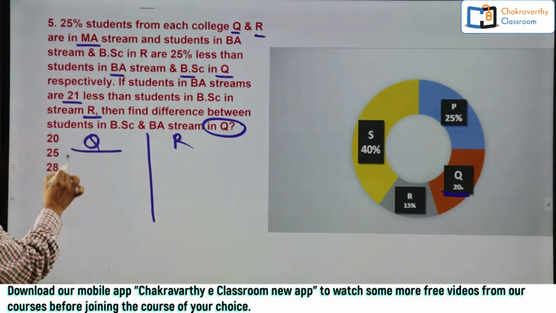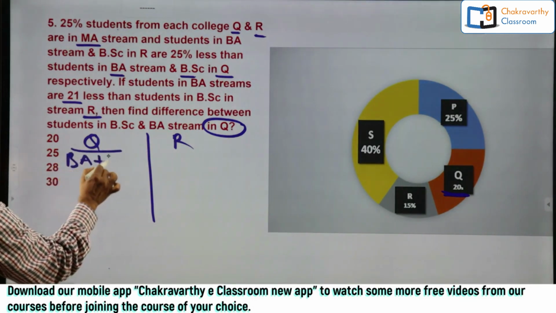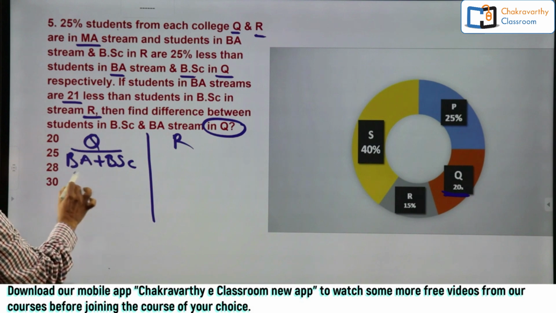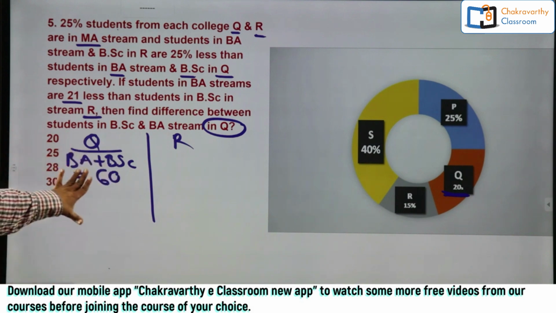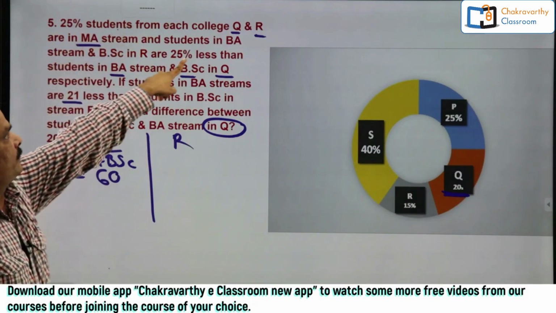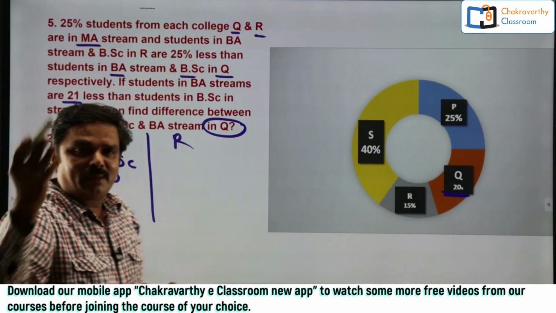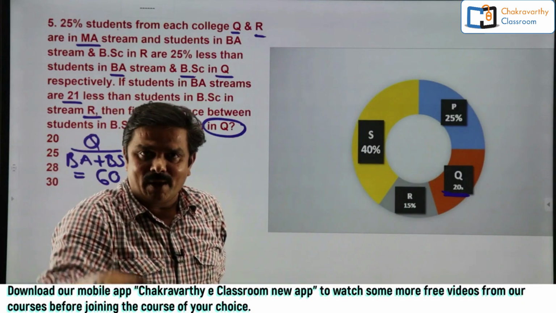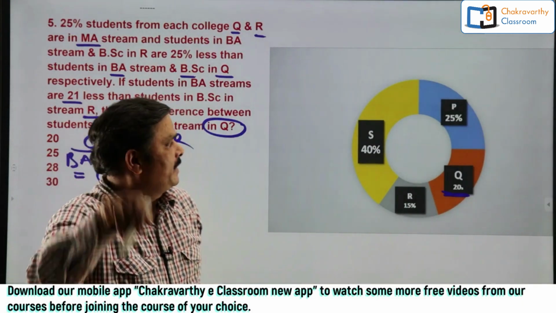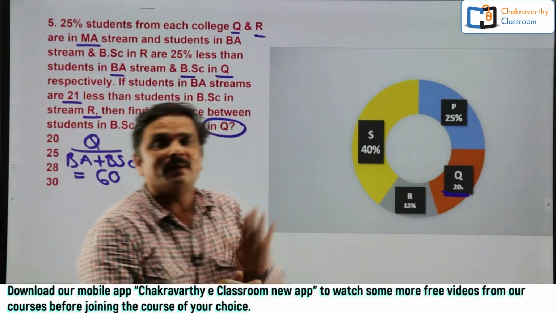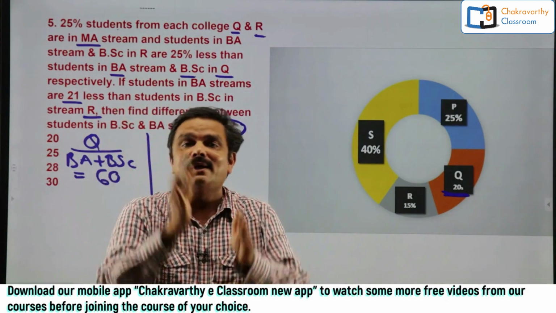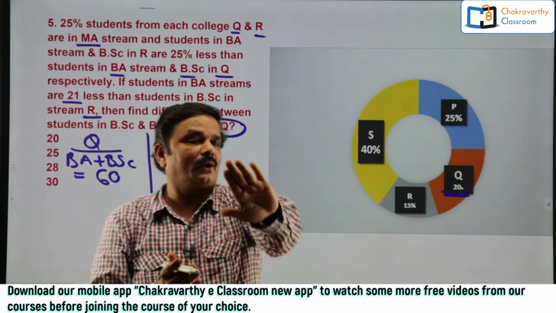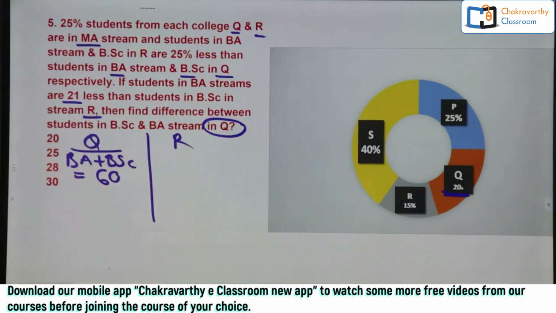So BA plus BSc in college Q is 60. Have you understood how I have done this? 25% of the students from Q are from MA. That means the remaining 75%, that is 3/4, are from BA and BSc. So from Q, that is 20%, the 3/4 part of 20% is 15%. 15% of 400 is 60.